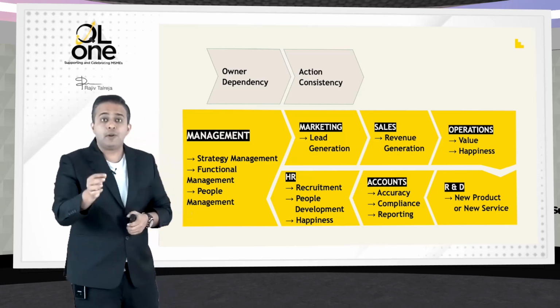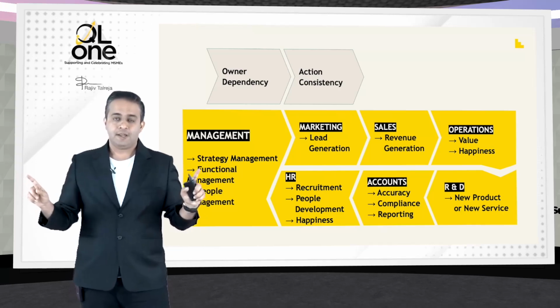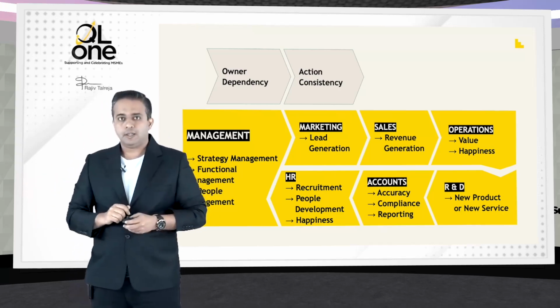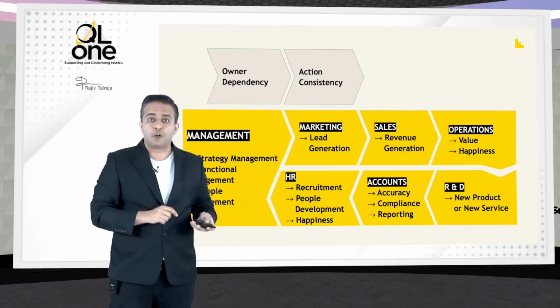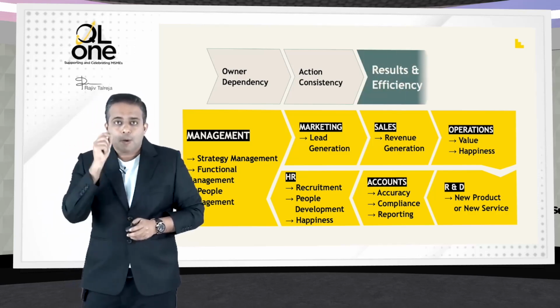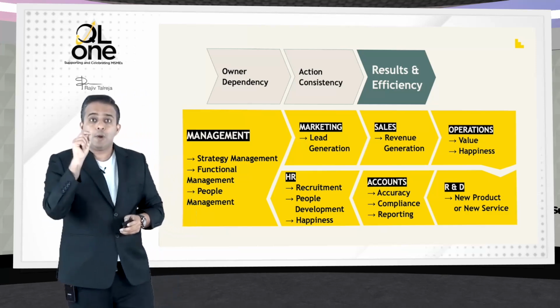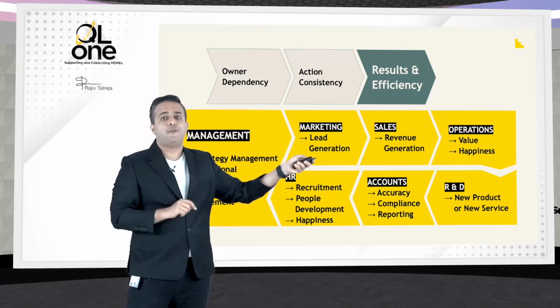You need to evaluate the consistency of the activity, not of the owners. And the third parameter that I want you to use to evaluate every single business function after watching this video is result and efficiency. Now, when we are talking about result and efficiency, we are talking about, is the result being accomplished for every single function?